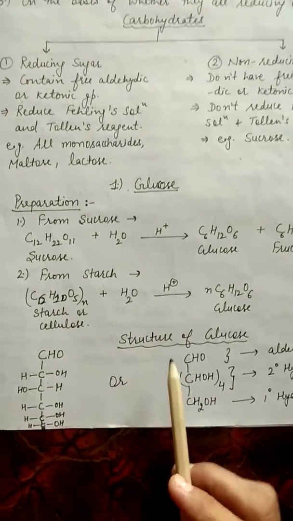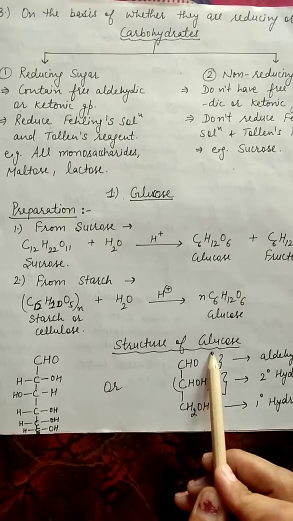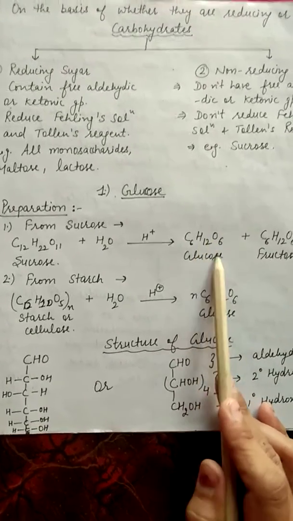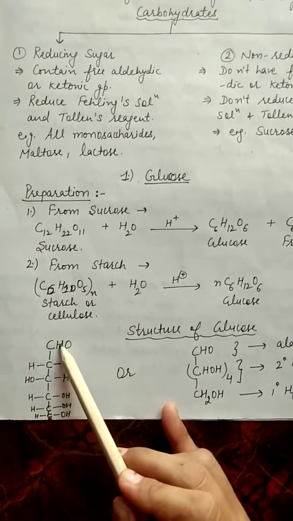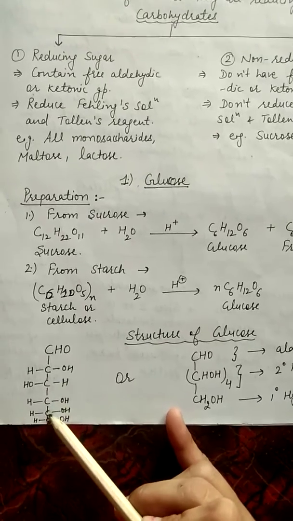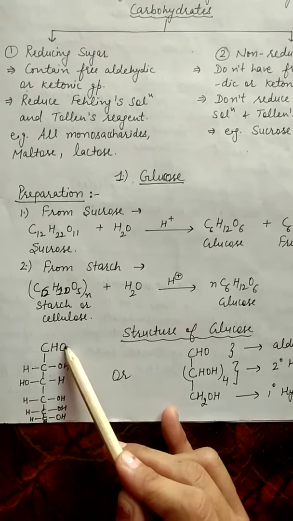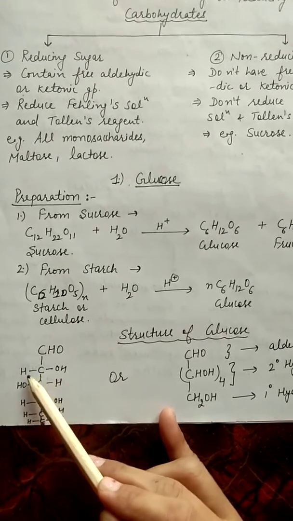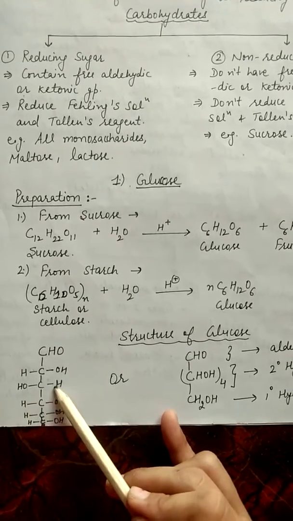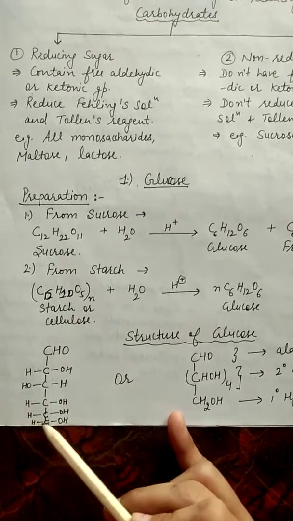Now, I will discuss the structure of glucose. Glucose formula is C6H12O6. This is a carbon chain of 6 carbons: 1, 2, 3, 4, 5, 6. The first carbon contains an aldehyde group. The second carbon has H, OH. The third carbon, OH, H. Fourth carbon, H, OH. Fifth carbon, H, OH. Sixth carbon, CH2OH.